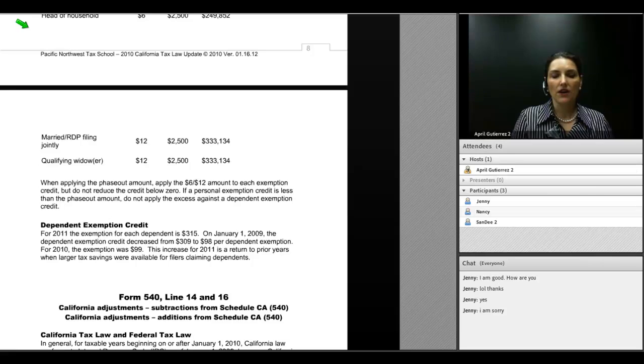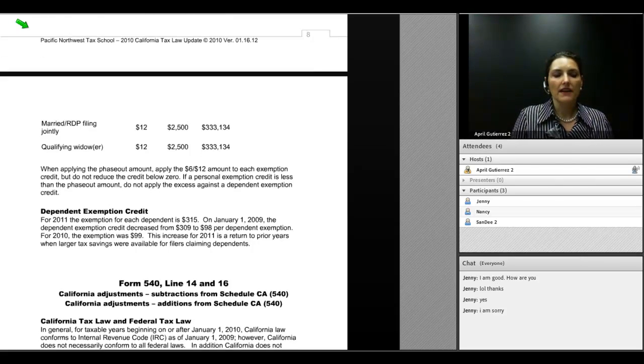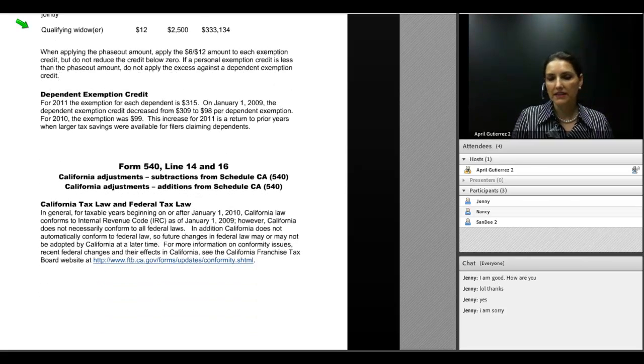Please note that this particular phase out affects only the individual or spousal exemption credits as well as the age 65 or older or blind credit, and that it does not apply to the dependency exemption credits, so no phase out applies to dependents exemption credits. And for 2011, that exemption credit for dependents is back up again.